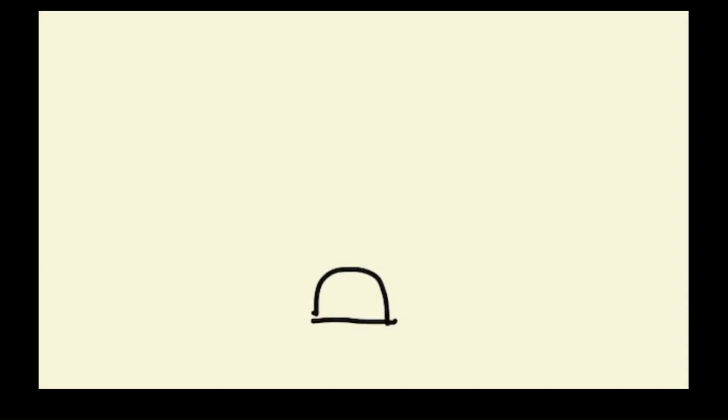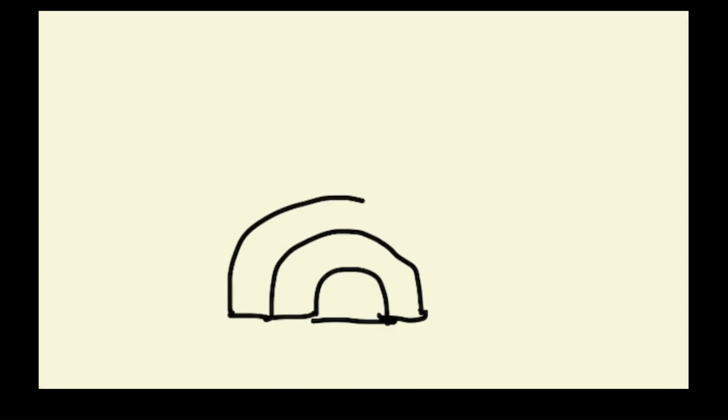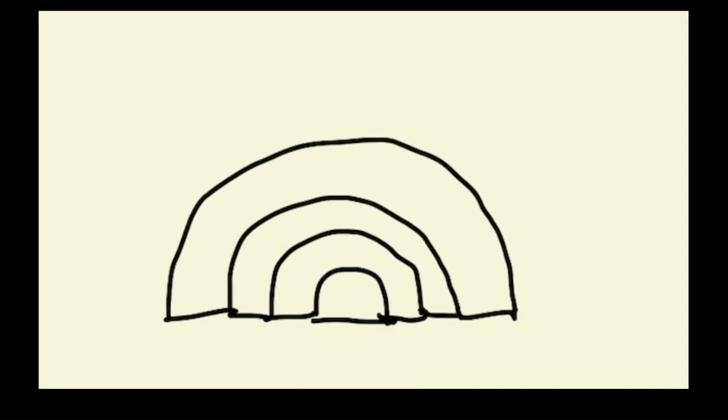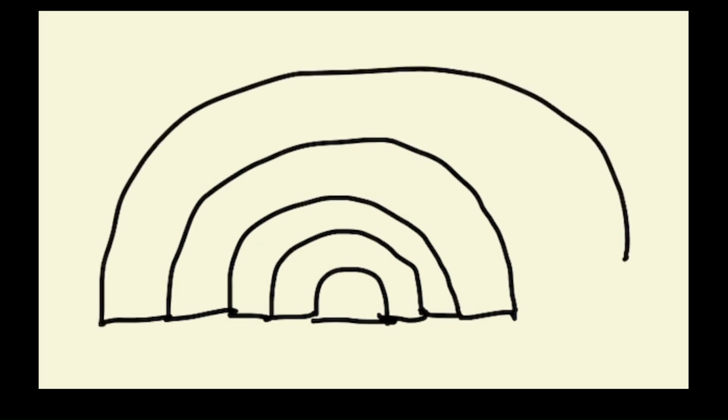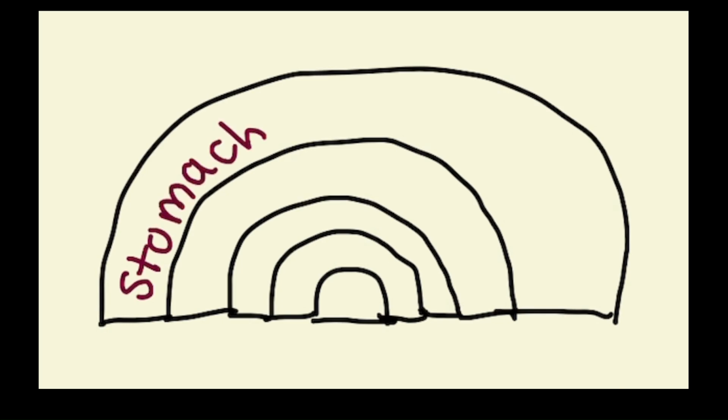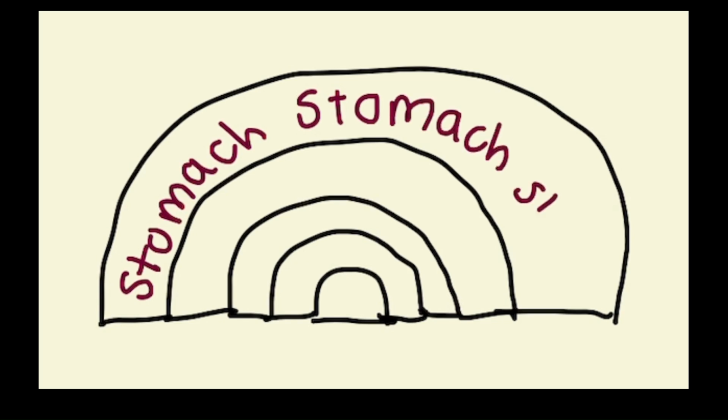So now you're going to draw another rainbow. And I'd like you to practice writing this word. The word is stomach. S-T-O-M-A-C-H. S-T-O-M-A-C-H. Stomach. And then remember to change colours if you have colours when you go to the next row.